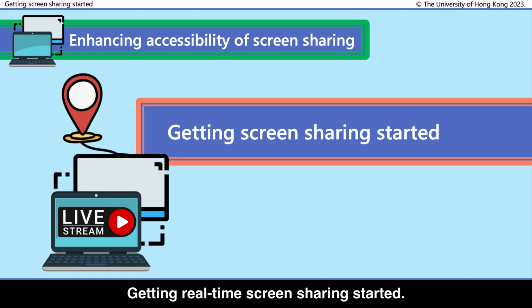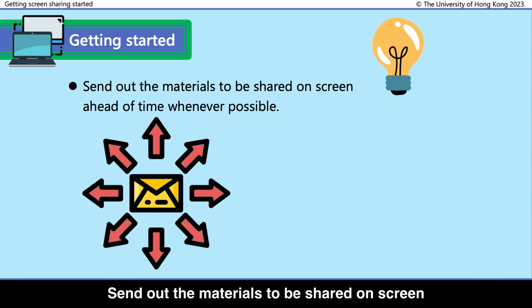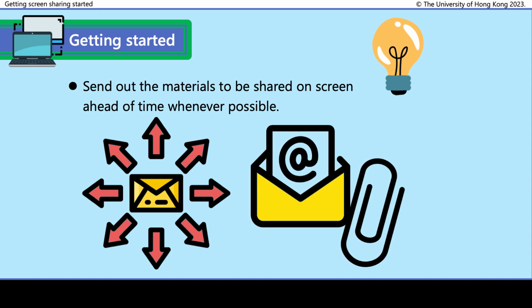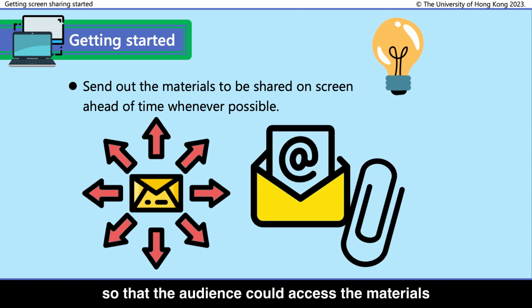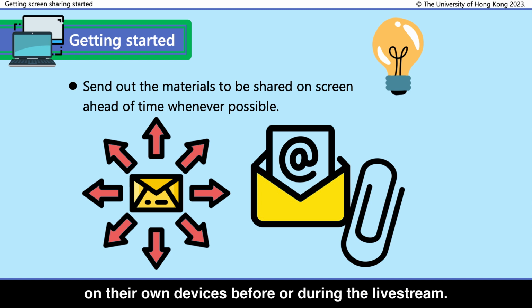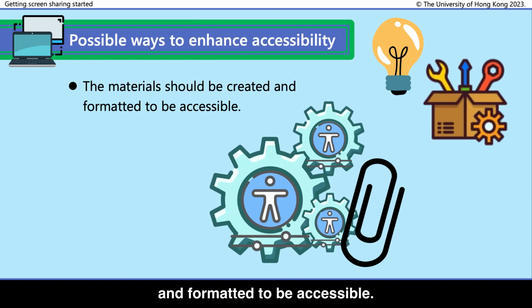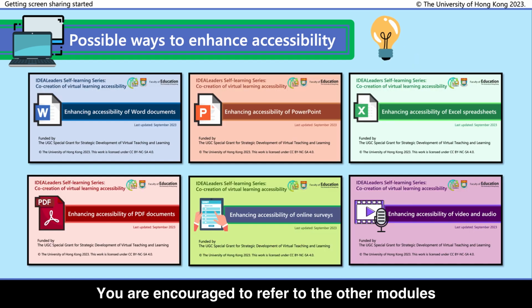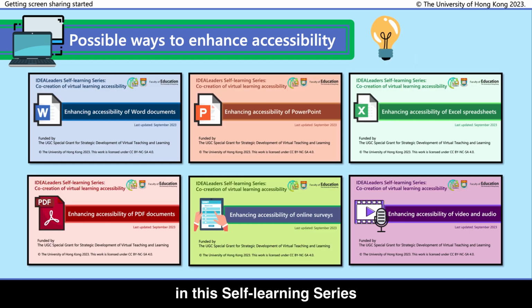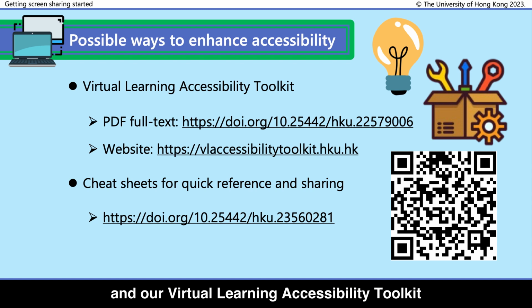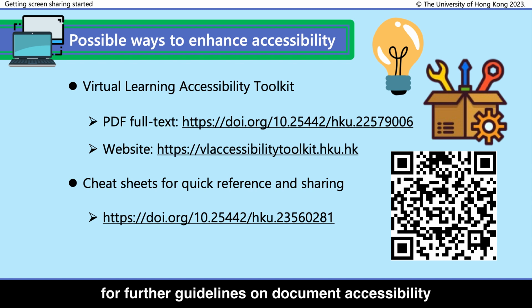Getting real-time screen sharing started. Send out the materials to be shared on screen ahead of time whenever possible so that the audience could access the materials on their own devices before or during the live stream. Remember that the materials should be created and formatted to be accessible. You are encouraged to refer to the other modules in this self-learning series and our Virtual Learning Accessibility Toolkit for further guidelines on document accessibility and multimedia accessibility.